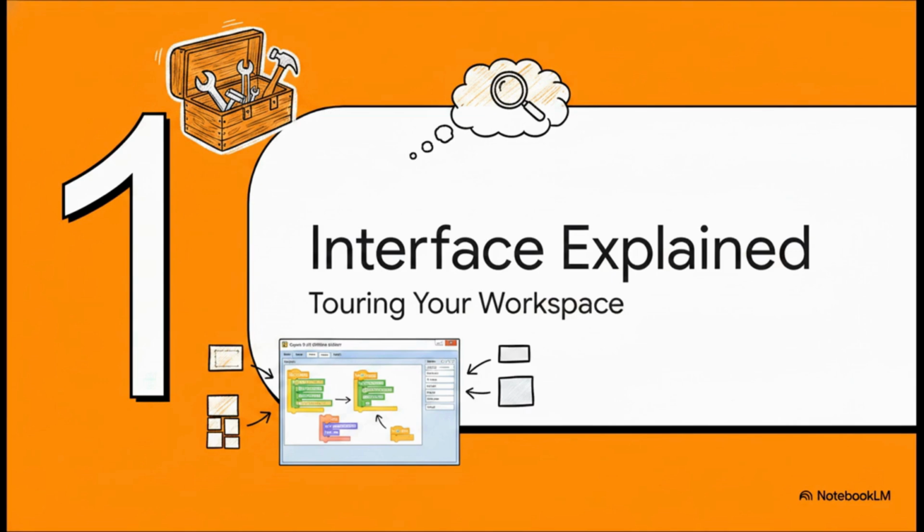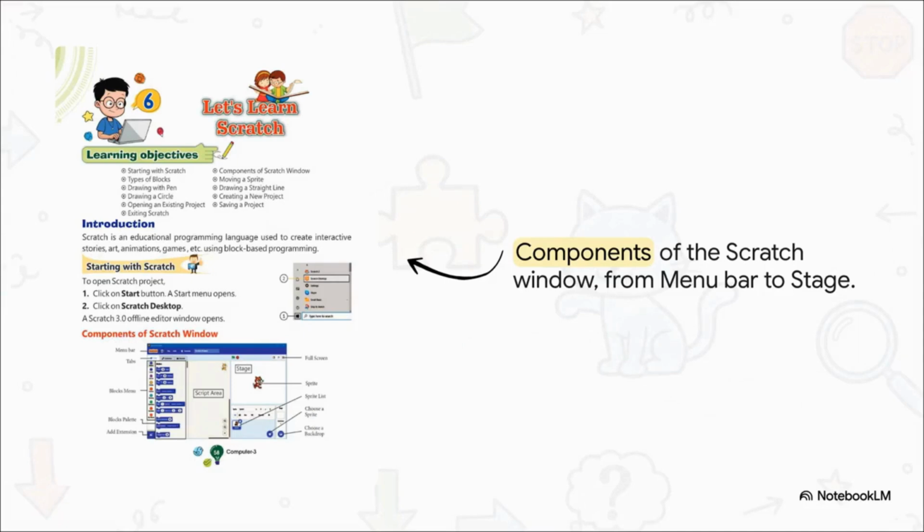Think of this as taking a quick tour of your new workspace. Before we can build anything cool, we need to know exactly where all our tools live inside the Scratch 3.0 offline editor window. If you look at the layout, it actually makes a lot of sense. Up top, you've got your menu bar, standard stuff for saving and loading. Over on the far left, you'll spot the Blocks palette. This is basically your main toolbox.